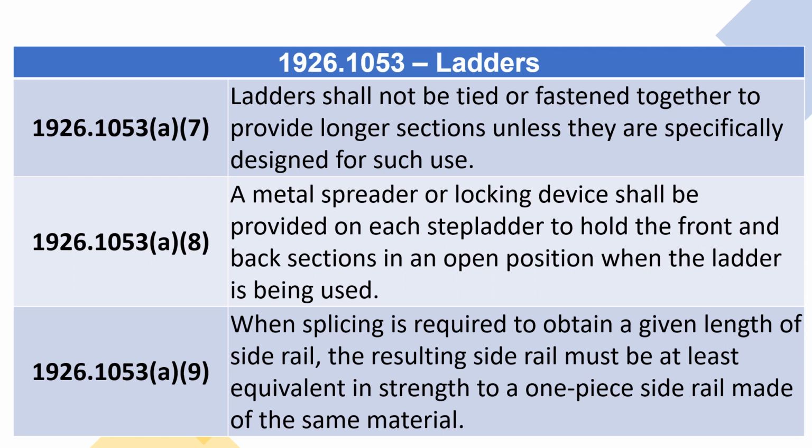1926.1053(a)(7): Ladders shall not be tied or fastened together to provide longer sections unless they are specifically designed for such use. 1926.1053(a)(8): A metal spreader or locking device shall be provided on each stepladder to hold the front and back sections in an open position when the ladder is being used. 1926.1053(a)(9): When splicing is required to obtain a given length of side rail, the resulting side rail must be at least equivalent in strength to a one-piece side rail made of the same material.